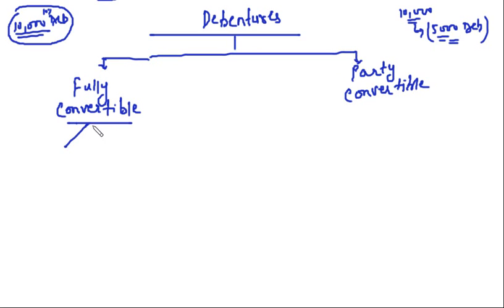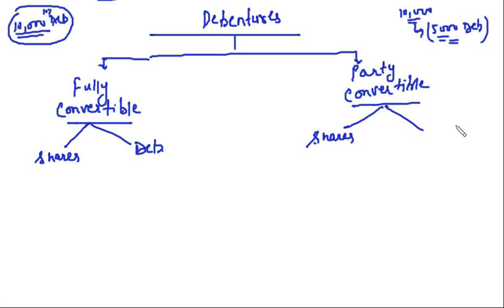Then I just told you, debentures can be converted into two things: one is shares or another class of debentures. This is similar for both, either fully convertible or partly convertible. Right? Now if I talk of shares, shares can be issued at par or at premium. This is all what we know.